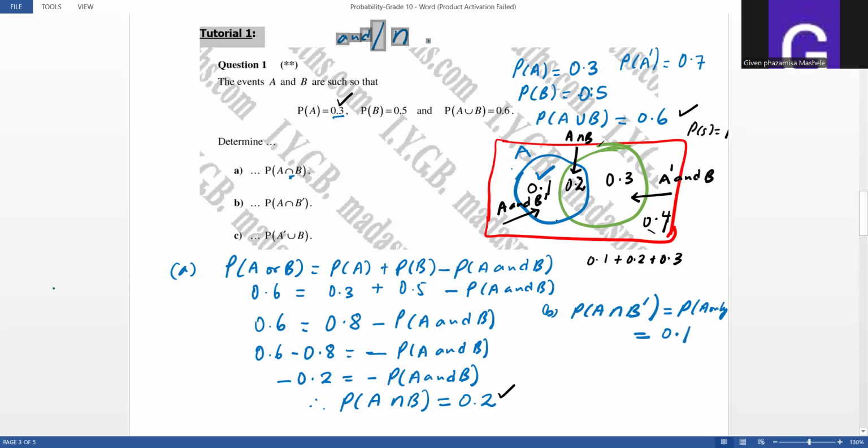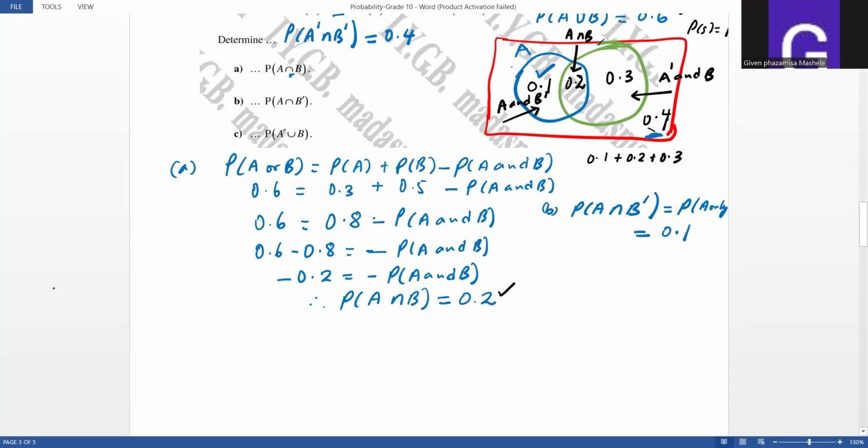Now, how about if we wanted to get the probability of not A and not B? Where there is no A and no B, obviously it will be outside the two circles, which will be 0.4. This 0.4 is not A and not B, if you wanted to do that.